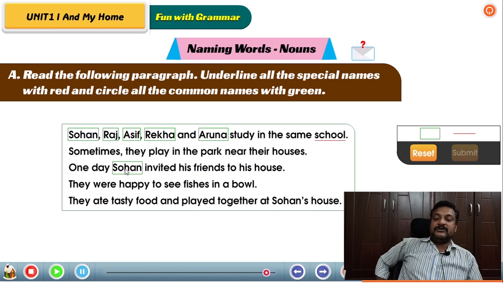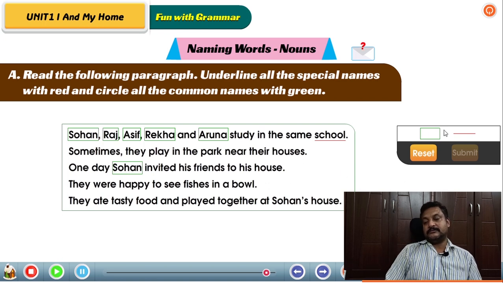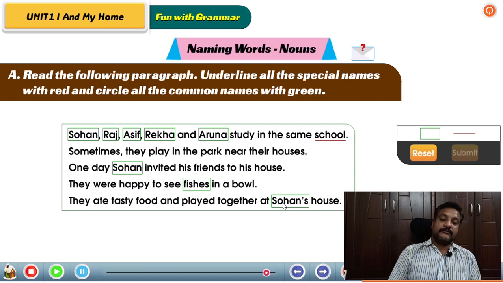They were happy to see fish in a bowl. Fish again a common noun. A bowl, a common one. It can be any bowl, no? So they ate tasty food. All kinds of food are there in that, okay? And played together at Sohan's house. Right?